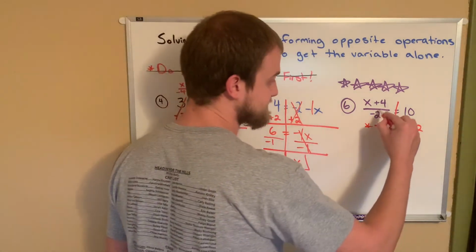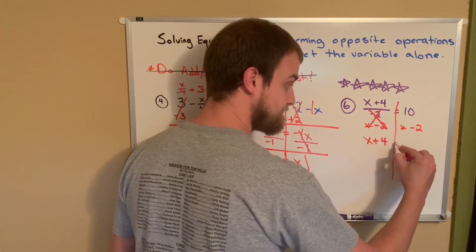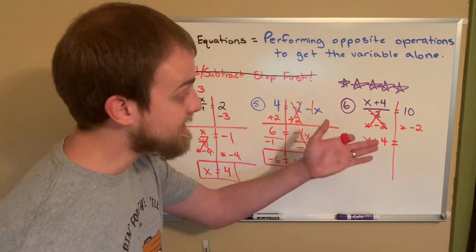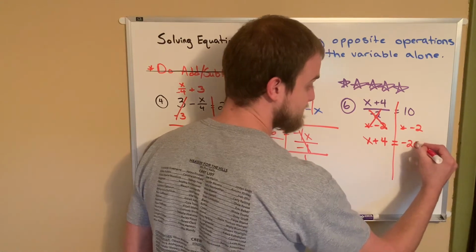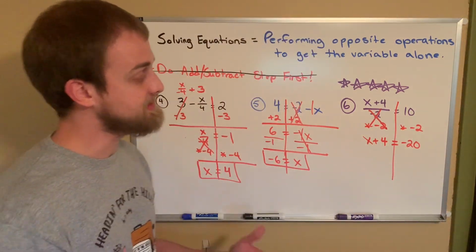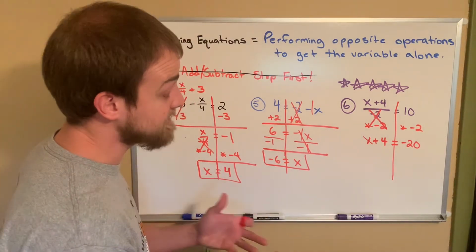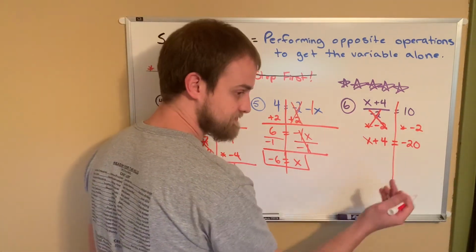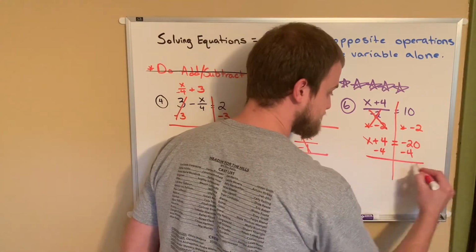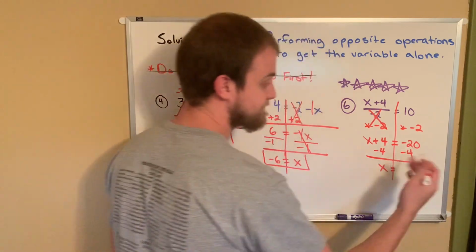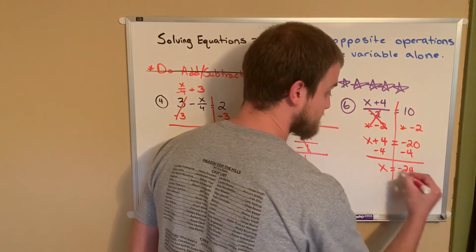Now, what's nice about this is these will cancel, and I'm left with x plus 4 equals, and again, some math on the other side, 10 times negative 2 is negative 20. So you can see we went out of order there, but hopefully it makes sense now. That's why we did what we did. Now I have a plus 4. How do I undo that? I subtract 4 from both sides. x equals negative 20 minus 4, and you'll land at negative 24.